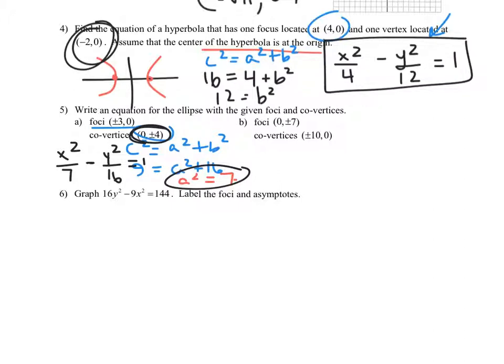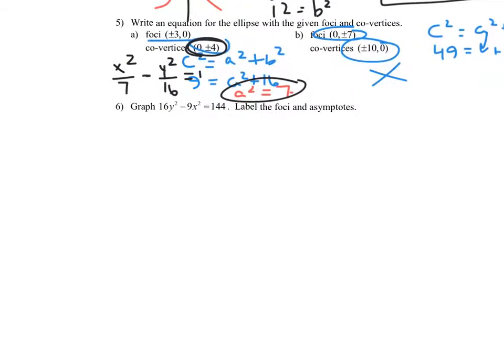Okay, on the second one, I'm going to use still c squared equals a squared plus b squared. C is 49. My covertices are 100. So in this case, let's see, that's going to be impossible. You can't have c squared equals a squared plus b squared in this. This isn't going to work because a squared is going to be negative. So this won't work.